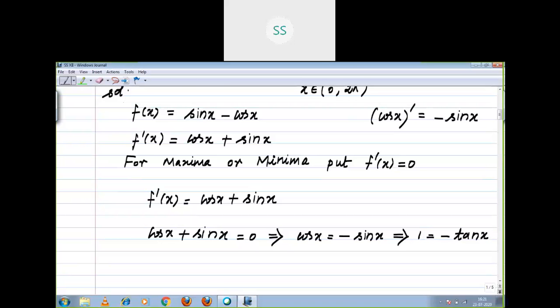How did I write 1 equal to minus tan x? The cos x, when you shift it to the opposite side, it will act as a division, that is sin x by cos x, tan x, 1. Now I am going to modify the tan x, right? Tan x equal to minus 1.